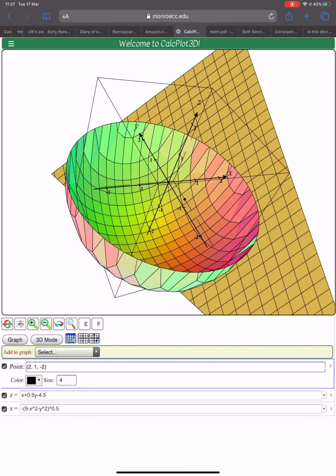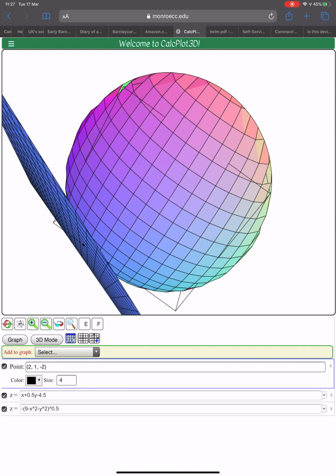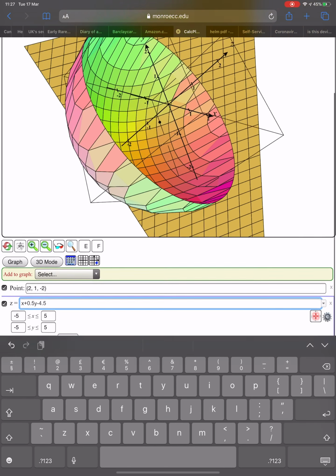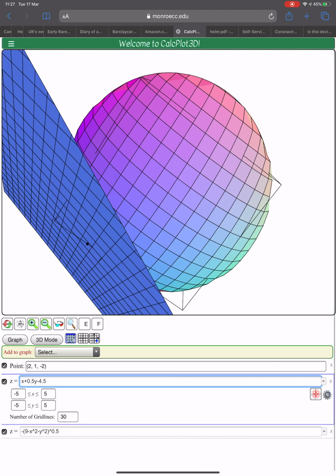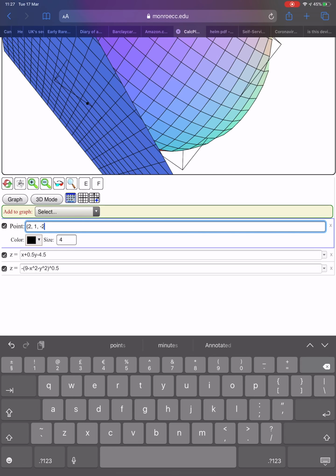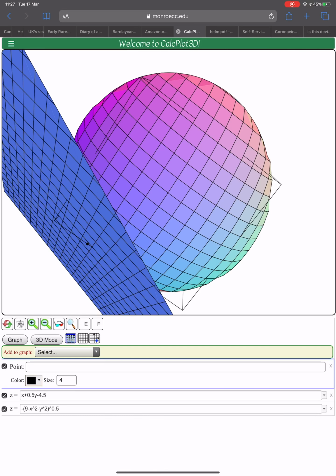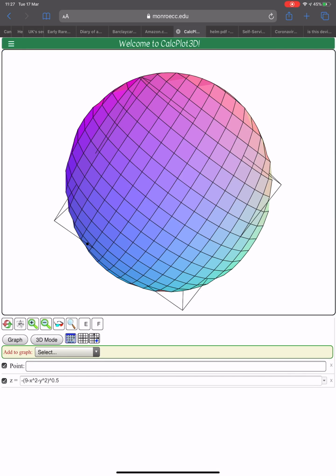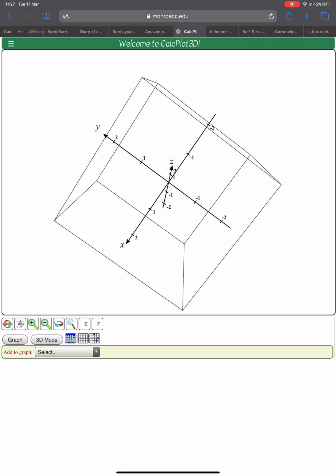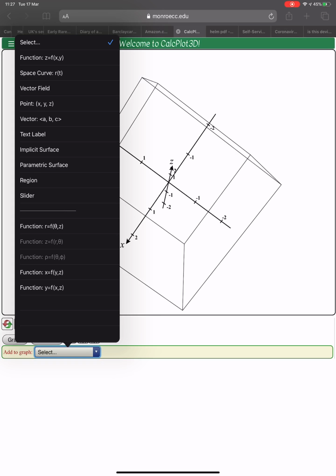I'll go back to this here. Let's clear all this off. Take that away. Oh, I could have increased the size there. Never mind, I'll do that this time. Get rid of that, get rid of that, get rid of that. Add to graph function.